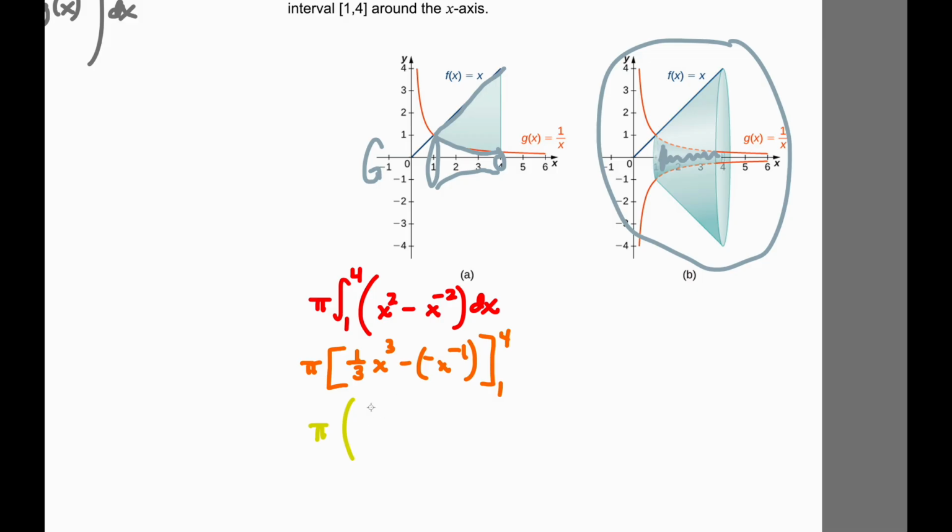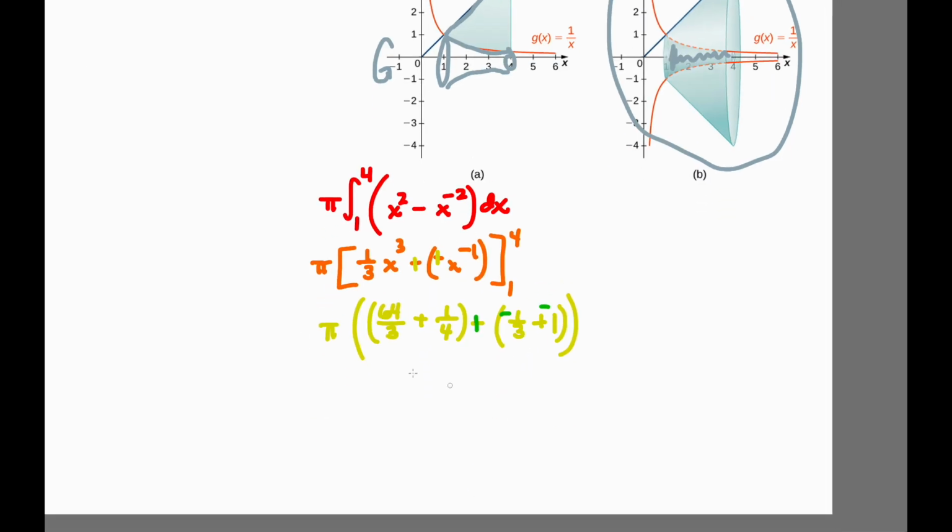Plugging the 4 in. Okay, 4 to the third is going to be 64, so we're going to have 64 over 3, plus 1 over 4. I'm going to put parentheses on that just to show the grouping a little bit easier. Minus, okay, plug a 1 in, you're going to have 1/3. Plug a 1 into the other one, you're just going to have 1. So you'll have something like that. All right, from here, we're going to distribute the negative just to make our life a little bit easier.